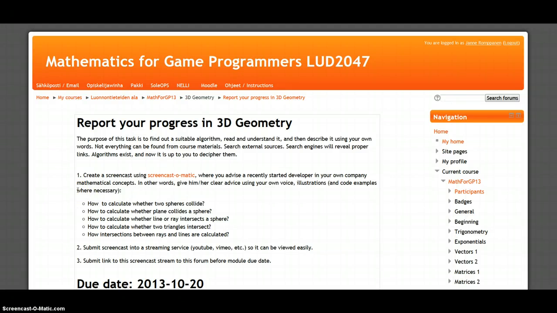Hello, this is the second part of the Mathematics for Game Programmers course, 3D geometry module. And in this video I will answer how to calculate whether a line, a ray, intersects a sphere. And I will show the formula for that calculation.